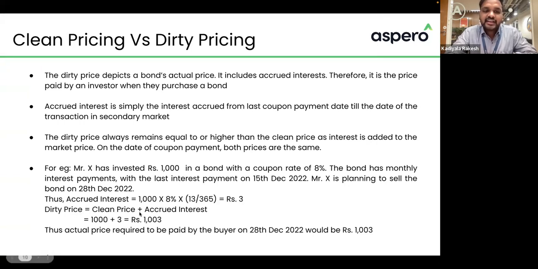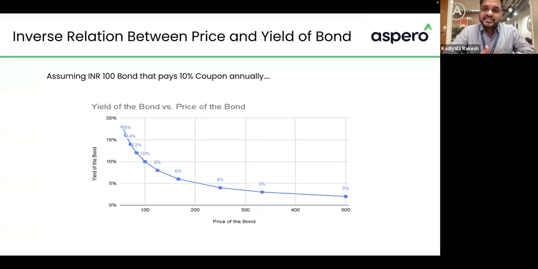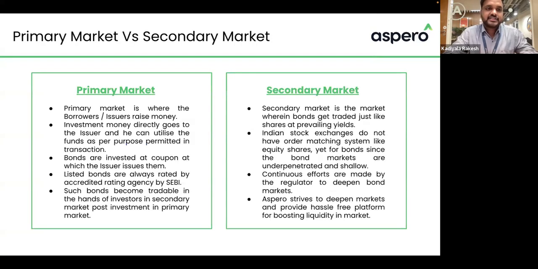So the dirty price is nothing but the clean price plus accrued interest. The clean price is nothing but the face value of the bond, which is 1,000 rupees, plus 3, which is equal to 1,003 rupees. So this is the actual price the buyer would need to pay on 28th December: 1,003 rupees. Hope you got some clarity about dirty pricing and clean pricing. And since you are already aware of the inverse relation between the price and the yield of the bond, whenever interest rates go up, bond prices come down. Whenever interest rates come down, bond prices go up, which is an inverse relation.